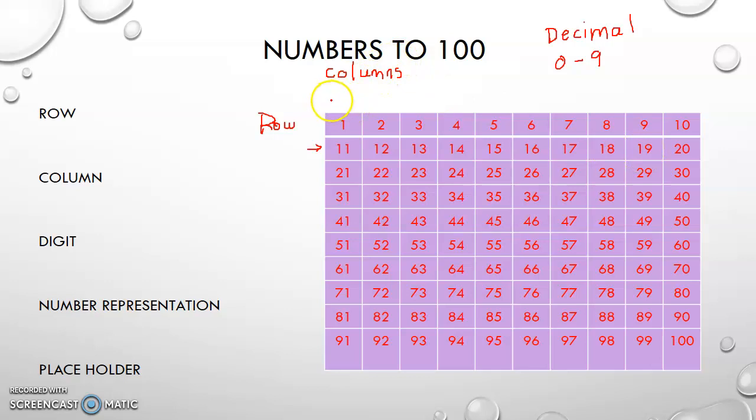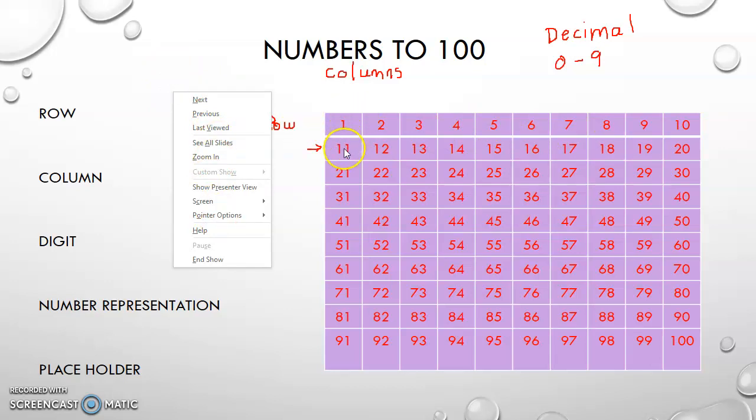Similarly, when you look at a column, you can see the digit in the ones place remains the same. Digit in the tens place keeps changing in a column. റോയില് നോക്കുകയാണെന്നുണ്ടെങ്കിൽ വൺസ് പ്ലേസ് കീപ്സ് ചേഞ്ചിങ്, ടെൻസ് പ്ലേസ് റിമെയിൻസ് ദ സെയിം. When we move in a column, you can see the digit in the ones place remains the same, digit in the tens place keeps changing. So when we move in a row, it helps us count in ones, and when we move down the column or up the column, it helps us count in 10.